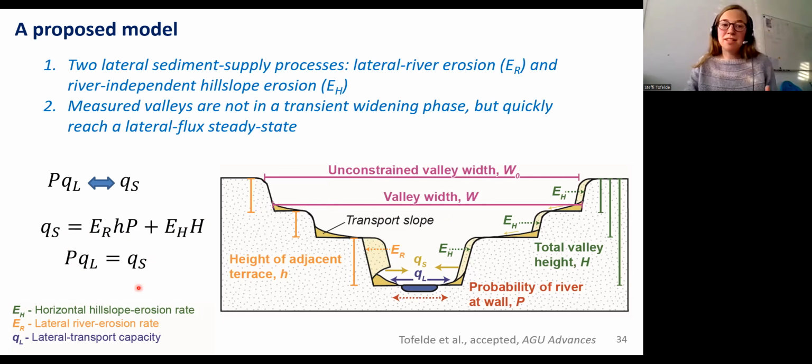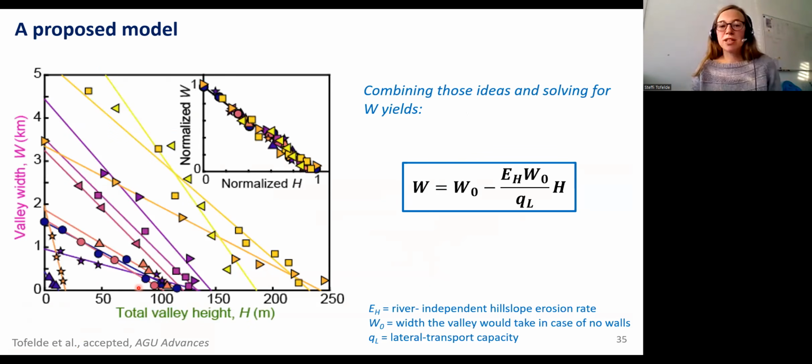So if we combine these model ideas with the idea of having a lateral balance, and we solve these ideas for valley width, we actually come up with this little equation here. And as you can see, this equation describes how valley width scales negative linearly with the height of the total valley. So that's the nice thing.